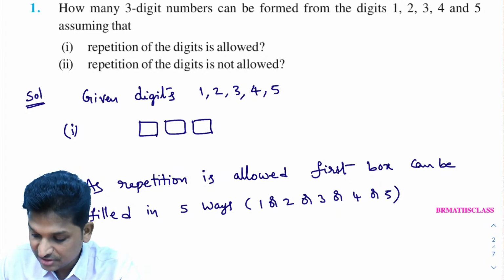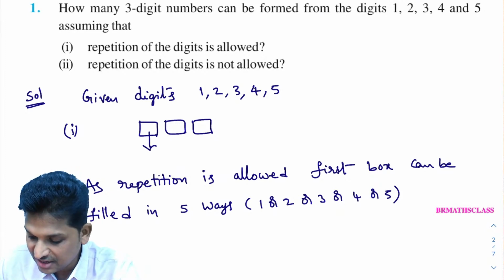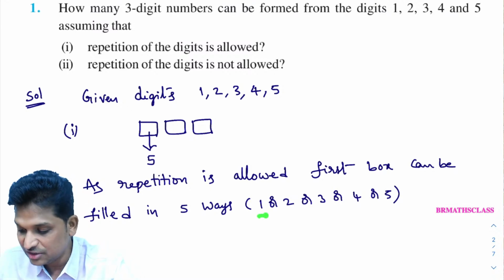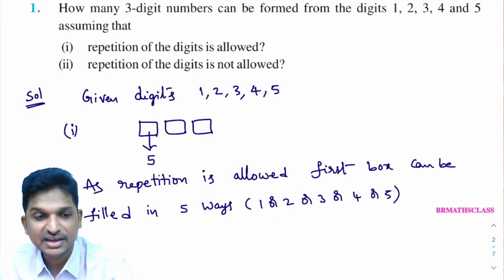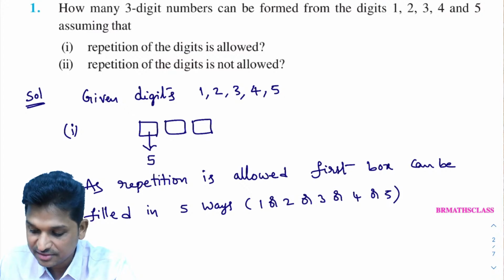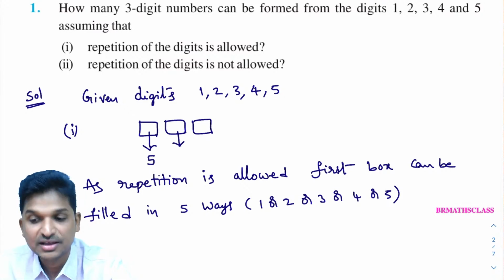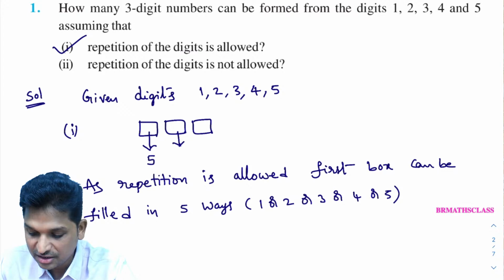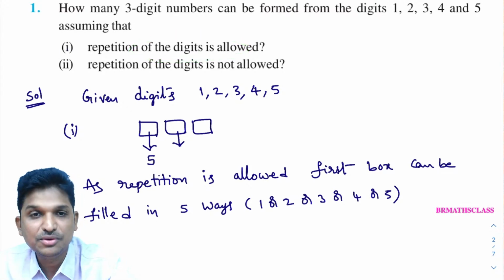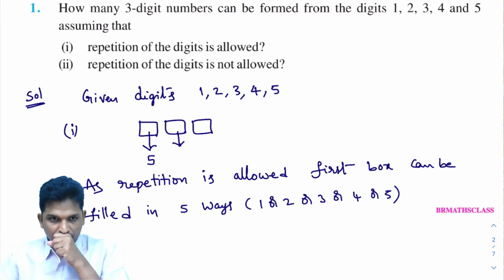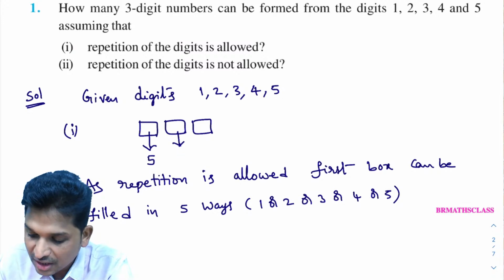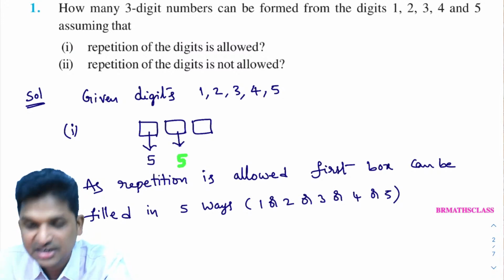Yes, the first box can be filled in how many ways? The first box can be filled in 5 ways. What are those 5 ways? Here in the first box, I can write 1, 2, 3, 4, 5. What about the second box? The second box can be filled in how many ways? Here we are doing the first bit, repetition of digits is allowed. So the first box can be filled in 5 ways.